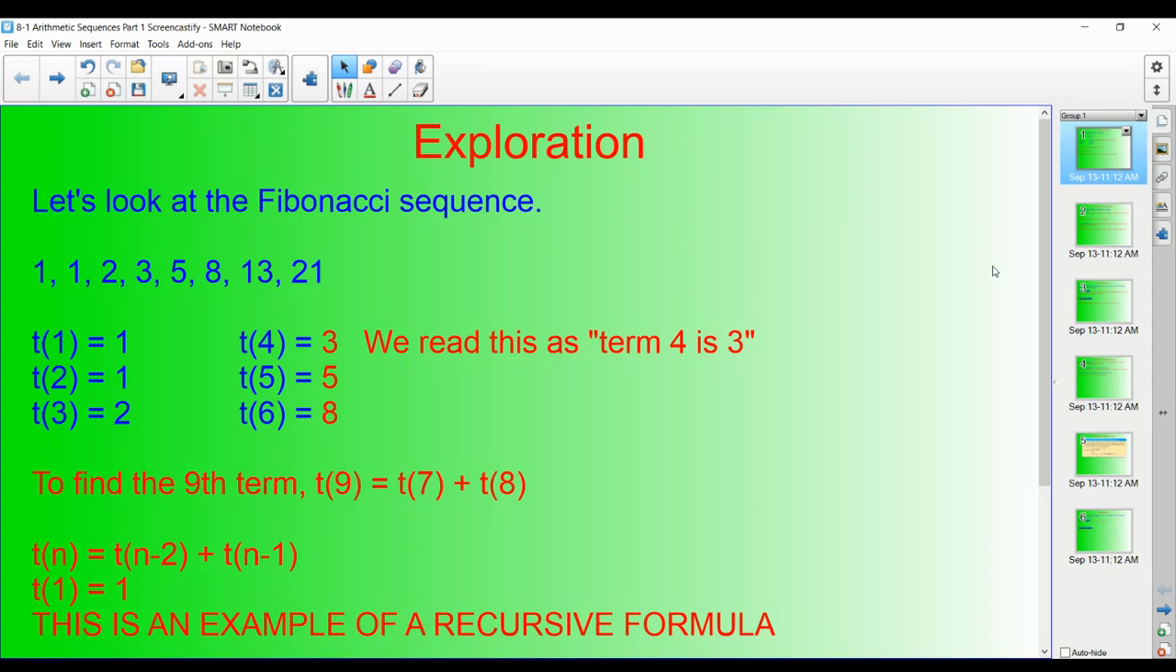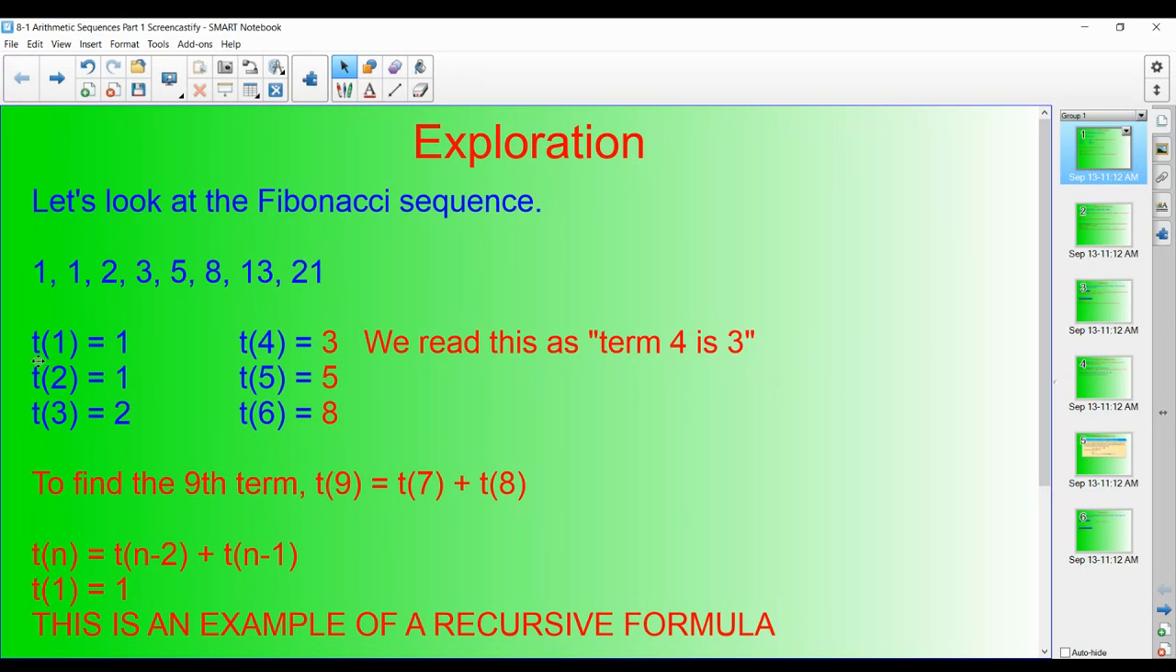So a sequence is a set of terms separated by commas. So it's just a list of numbers or entries separated by commas. So the Fibonacci sequence, which you may be familiar with, is 1, 1, 2, 3, 5, 8, 13, 21. It keeps going on.